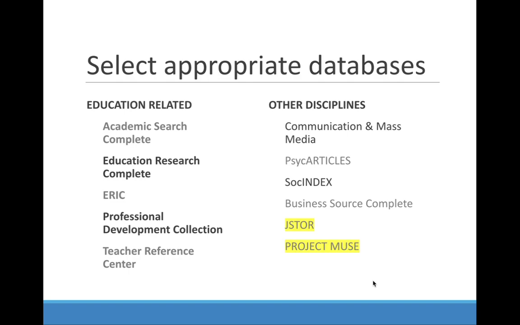I want to say a word about JSTOR and Project Muse. They are large databases that have a lot of back files, so a lot of older files and maybe more current files. They're a little bit more difficult to search in because you cannot do any keyword or subject term searching. If you decide that you need to use JSTOR or Project Muse, please contact me and we'll discuss the ways in which you can explore those databases efficiently.